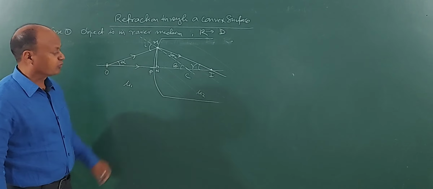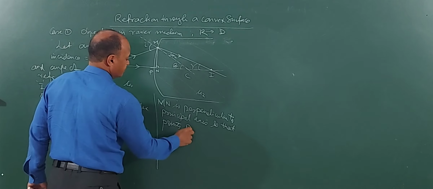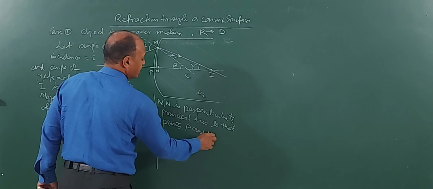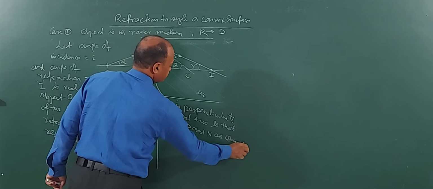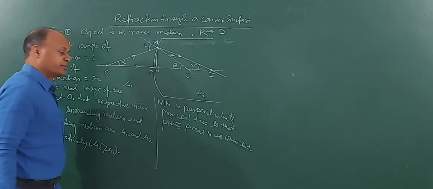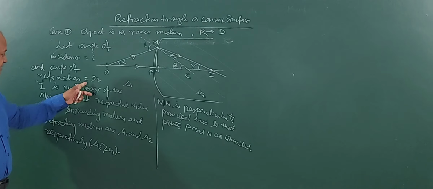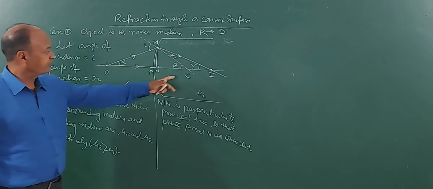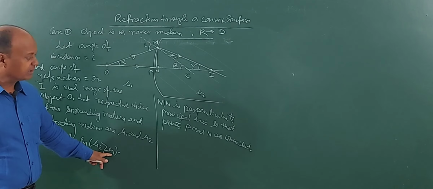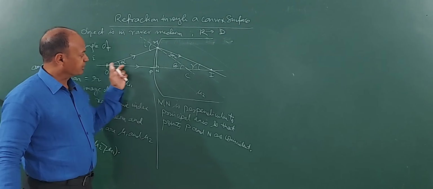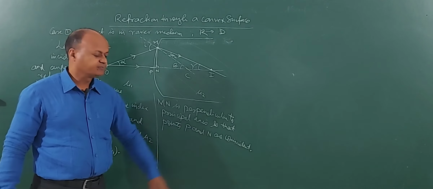Okay. So let us write down whatever assumptions we have made. Let P and N be coincident. So we have written all these points. Let angle of incidence be i, angle of refraction be r, and I is the real image of the object O, and mu2 is more than mu1, and then MN is perpendicular to the principal axis such that points P and N are coincident.